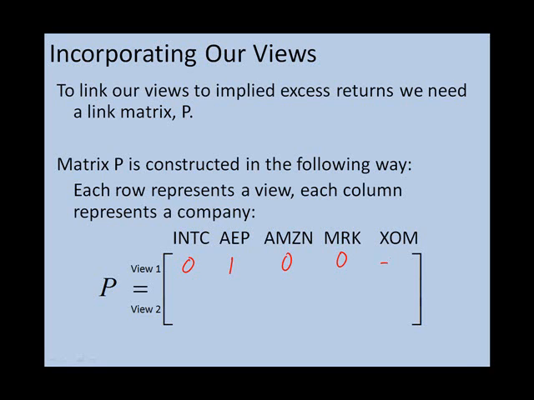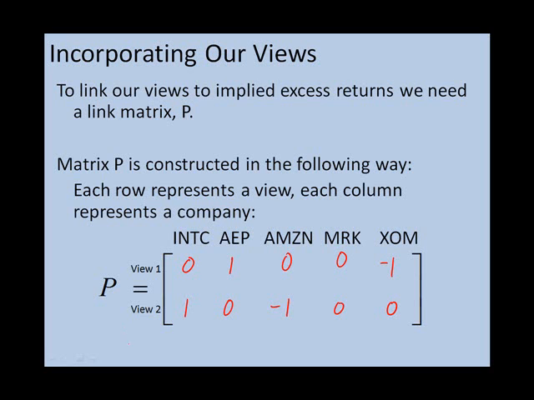Since there's only one company we're negative about, the value must be -1 for ExxonMobil. What about our second view, that Intel is going to outperform Amazon? Here we can enter a 0 for AEP, Merck and ExxonMobil. We're positive about Intel, which means we're going to have a value of 1 for Intel. And we're negative about Amazon, so we're going to have a value of -1 for Amazon. This would be the view matrix for our example.